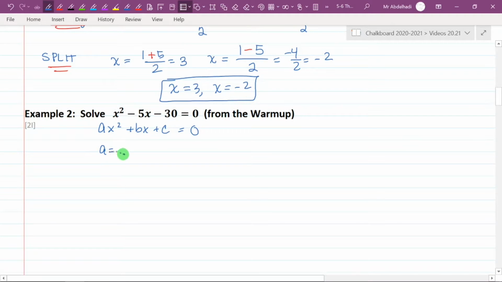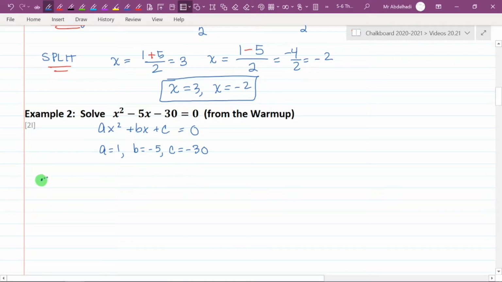Identify your a, b, and c. A is 1, b is negative 5, and c is negative 30. Now, if your equation is not in the correct form, you can rearrange it and do what you need to do to make it. You can make sure that there's a 0 here. You can make sure these are in the right order. Now, we have our a, b, and c.